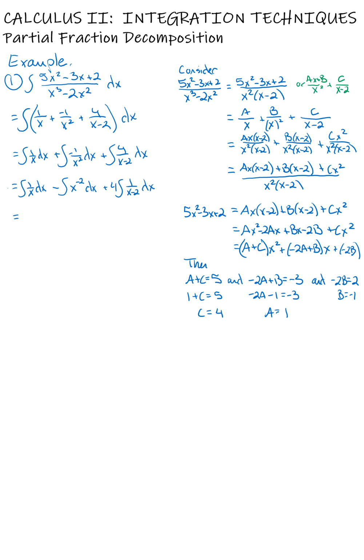The integral of 1 over x dx, that's simply the natural log of the absolute value of x. And then I've got minus the integral of x to the negative 2 dx. If we integrate that one, we end up with plus x to the negative 1, plus 4 times the integral of 1 over x minus 2.